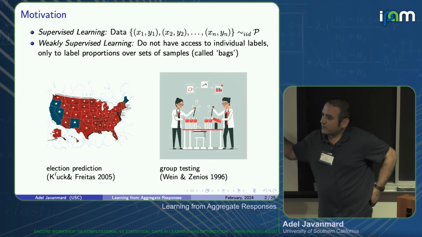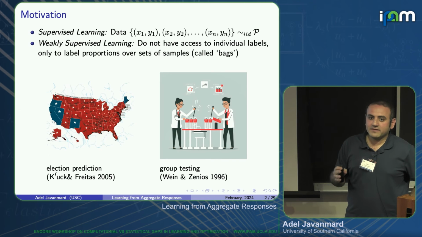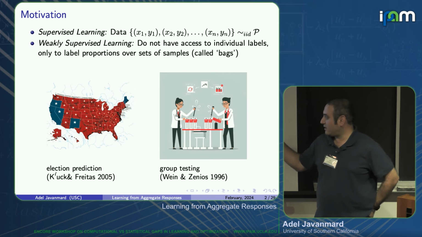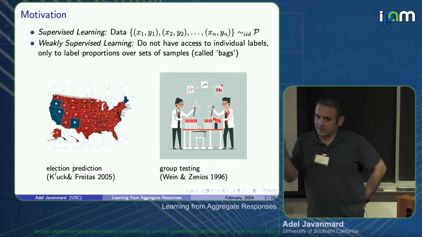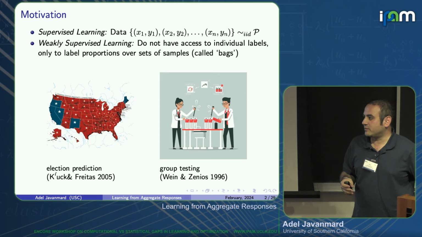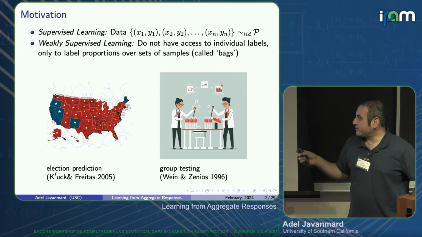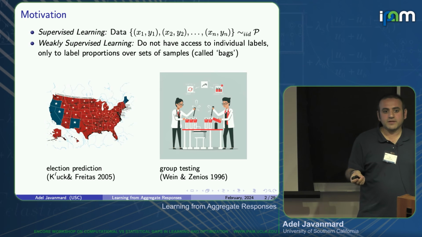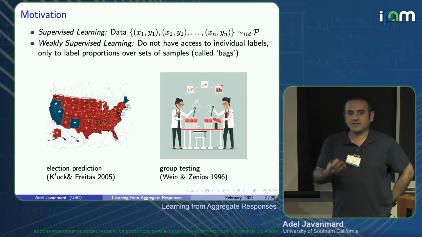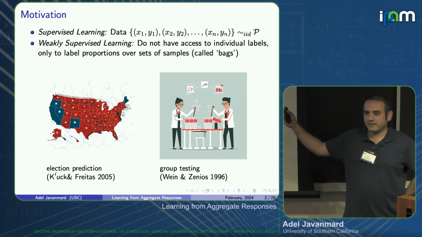Now, the setting of weakly supervised learning is relevant in very diverse applications. I think the paradigmatic example, dating back many, many years, is the election process. What people do is that you don't want to reveal the individual vote for the candidates. So what you do is that you just reveal the aggregation of the votes at district level. So district here would correspond to the bags that we have.